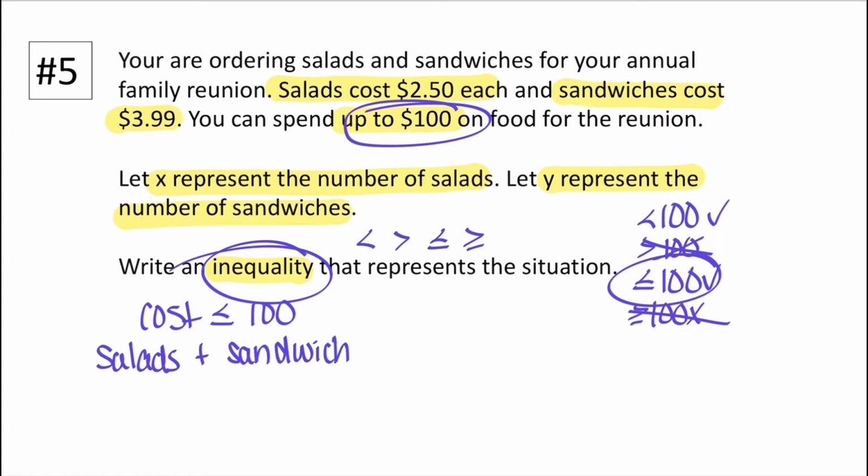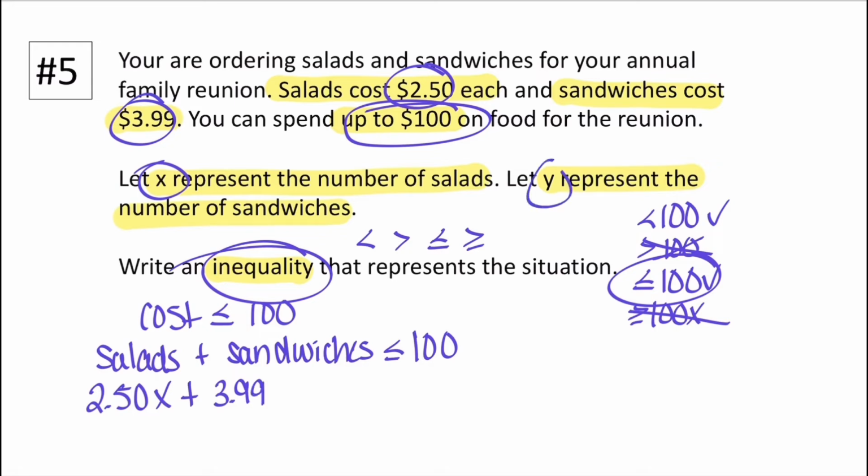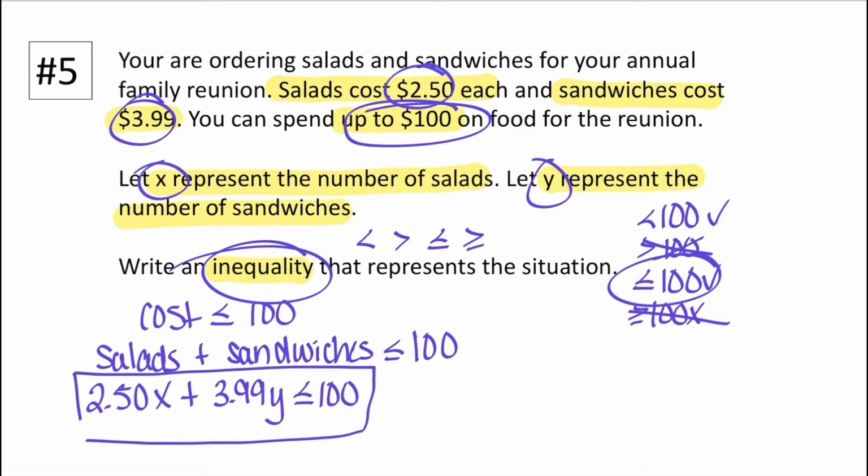So the total of this has to be less than or equal to 100. Now let's figure out the prices of each. Salads are $2.50 each, and X is the number of salads, so $2.50X plus sandwiches, which are $3.99, so $3.99 times Y, the number of sandwiches, has to be less than or equal to 100. And that is the inequality that represents the situation.